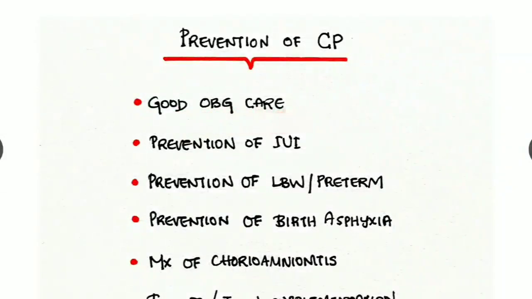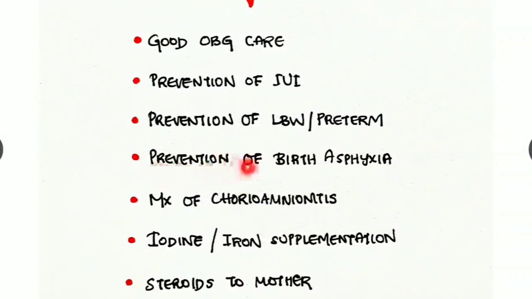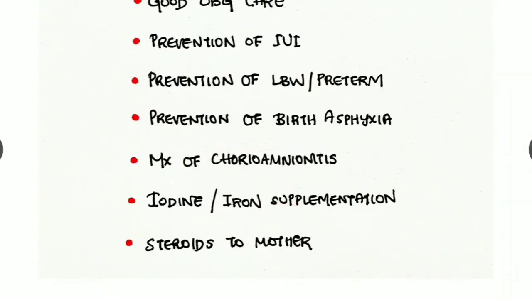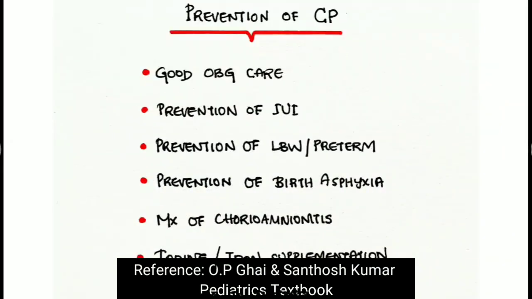Good obstetric care, prevention of intrauterine infections, prevention of low birth weight or preterm labor, prevention of birth asphyxia, management of chorioamnionitis, iodine and iron supplementation during the pregnancy itself, and steroids to the mother at the right time. All these can prevent cerebral palsy, and it is always better to go for prevention than for cure. And this is the end of our topic.